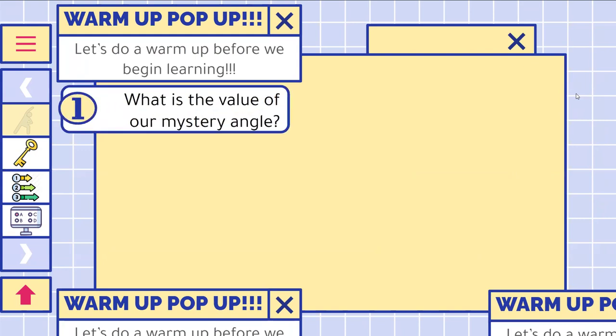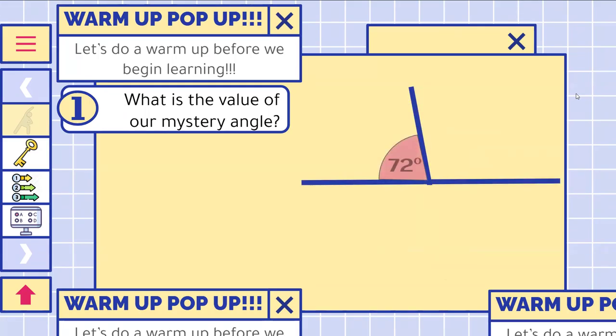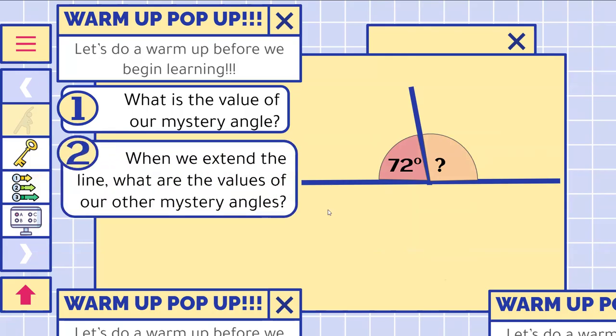So, we have a few different steps here. One, what is the value of our mystery angle? We have 72 and mystery angle. So first, what is the value of that angle? Now that you have the value of that angle, when we extend the line, what are the values of our other mystery angles?